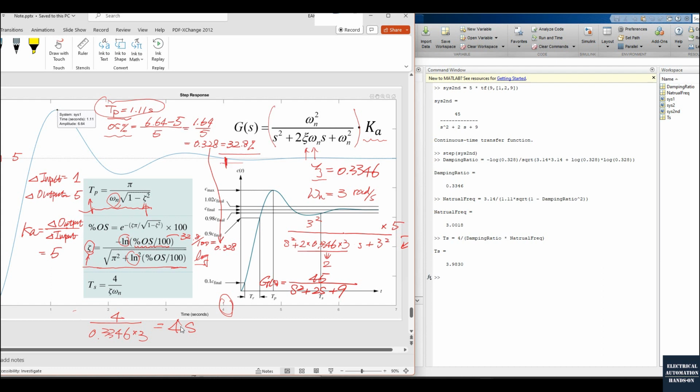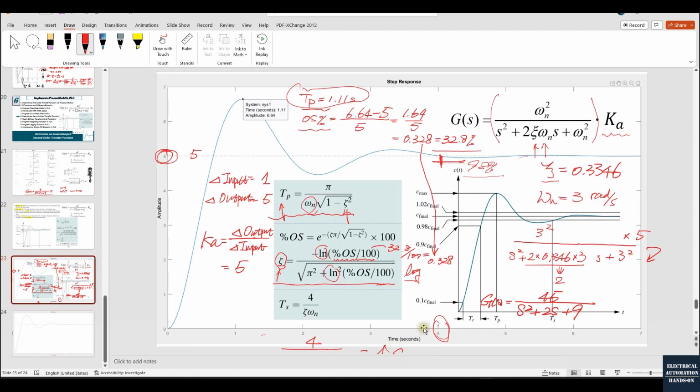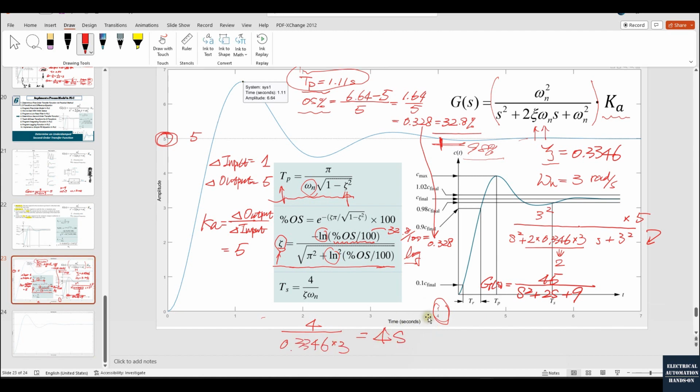So basically the system is within 98% of the reaction. After 4 seconds, basically the response reaches 98% of the steady state. Okay, if you recall the definition of the settling time, it is within plus and minus 2% of the steady state value here. So after this verification, we see 4 seconds makes sense. That means the damping ratio and the natural frequency we calculated are basically correct.